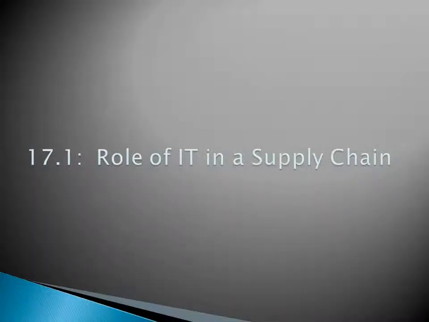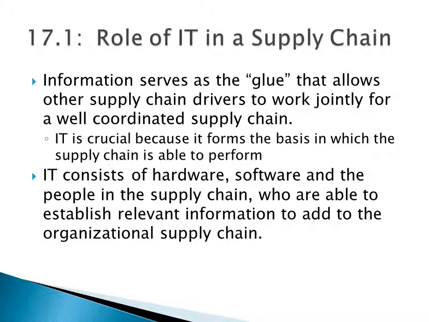So 17.1, the role of IT in a supply chain. Information technology serves as a glue that allows other supply chain drivers to work jointly for a well-coordinated supply chain. Information technology is crucial because it forms a basis on which the supply chain is able to perform. IT consists of hardware, software, and the people in the supply chain who are able to establish relevant information and add to the organizational supply chain.